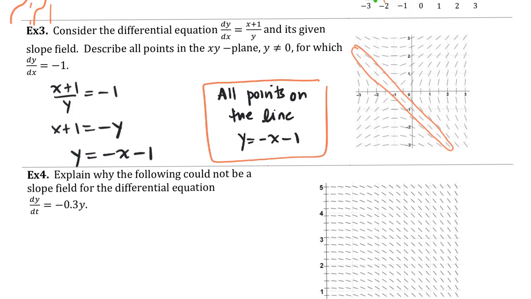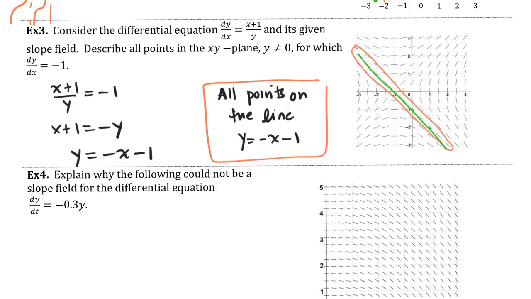Let me graph -x minus 1. So it's like this. This would be the line, and it does look like the slope is -1. Even if I hadn't done the graph first, I would graph the line and then look and see, yep, it does look like the slope at each of those points is -1. Okay, let's do one more.